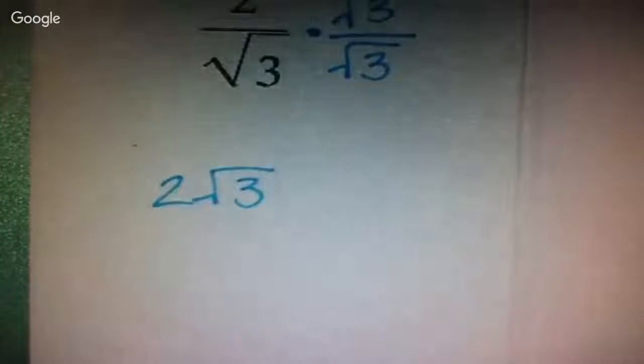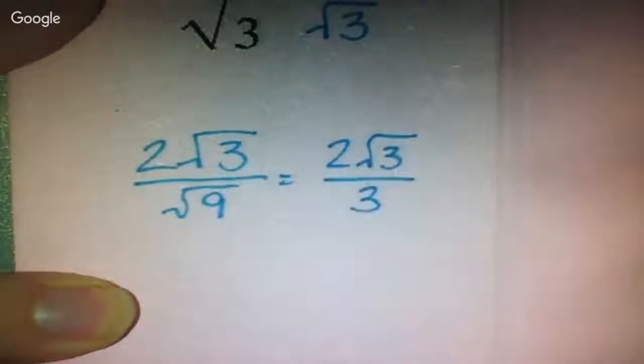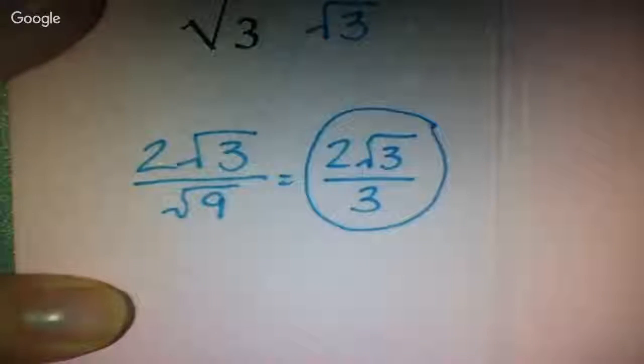Remember, to multiply, you multiply the coefficients. So that would be 2 times 1. And then you have nothing to multiply that square root against, so it just goes there, 2 square roots of 3. When I multiply the bottom, I get the square root of 9. Okay, but I can now simplify the square root of 9, which is 3. So 2 square roots of 3 over 3. Whoop, there it is.